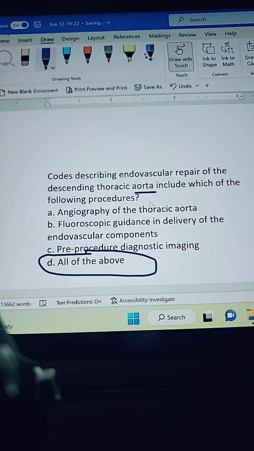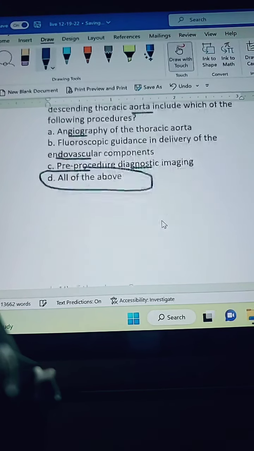Aorta is included in all of the following. We've got endovascular, any diagnostic procedures and angiographies. Yep.